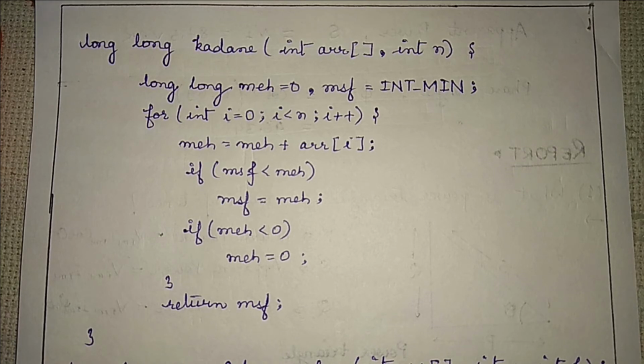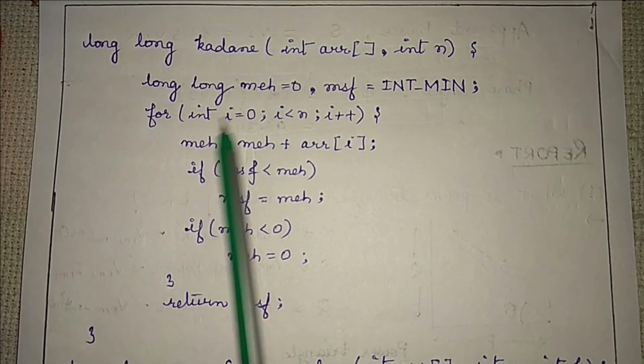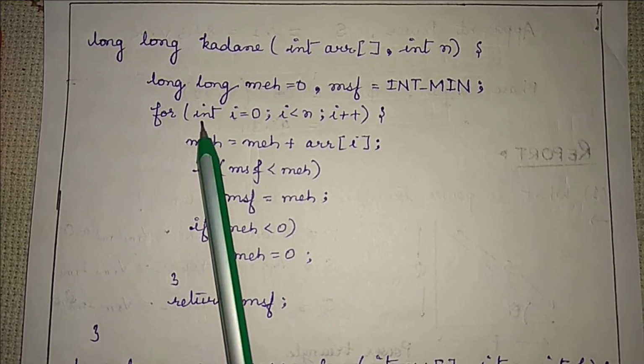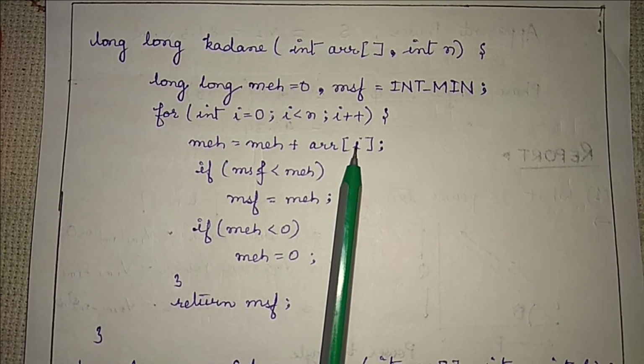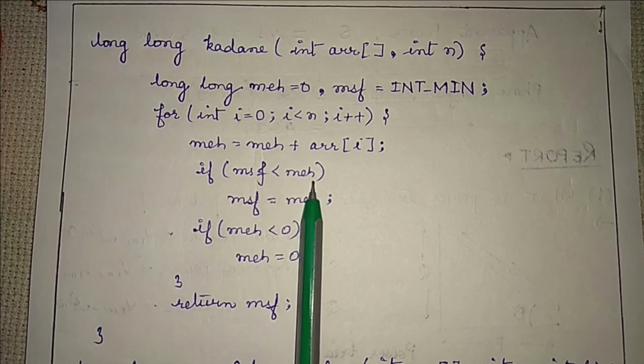So firstly I have taken long, and then we are getting the array and the size of the array. After that, the maximum ending here will be 0, and maximum so far is the int min. I have run a loop. After that, I am calculating the maximum ending here by adding the ith element of the array, and then I am comparing if the maximum so far is less than maximum ending here.